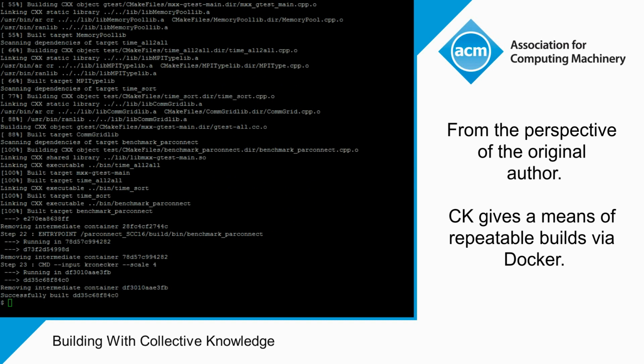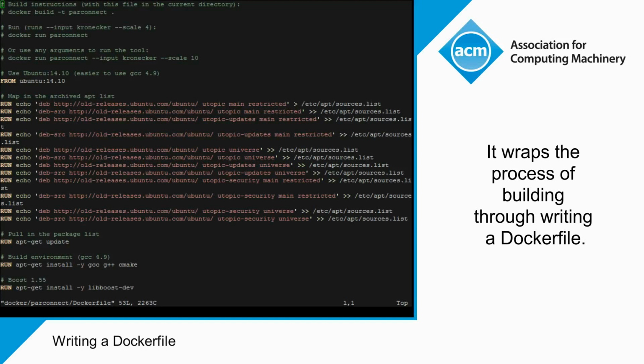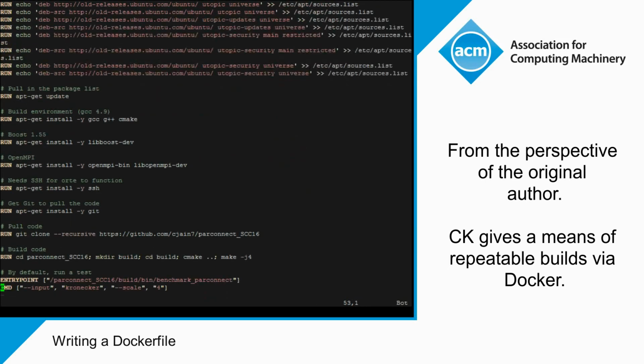Therefore, the first step to wrapping our software is to write a Docker file to describe how to build our software from some base operating system image. Here we have our Docker file, which specifies a version of Ubuntu and goes through some steps to download the required packages and finally configure and build our own software package for our experimentation.